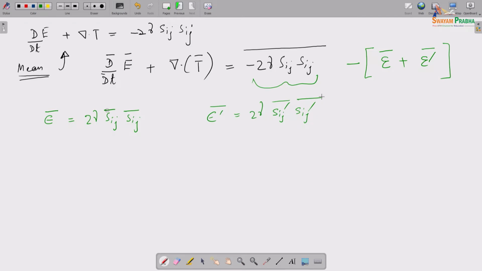Okay, so the right hand side, I'm just sort of breaking it down such that I'm representing it. What epsilon means essentially is just the mean of the rate of strain tensor. What is the difference between the epsilon and the epsilon dash? Basically, as you can see, this is the mean component of the velocity, and this is the fluctuating part of the velocity.